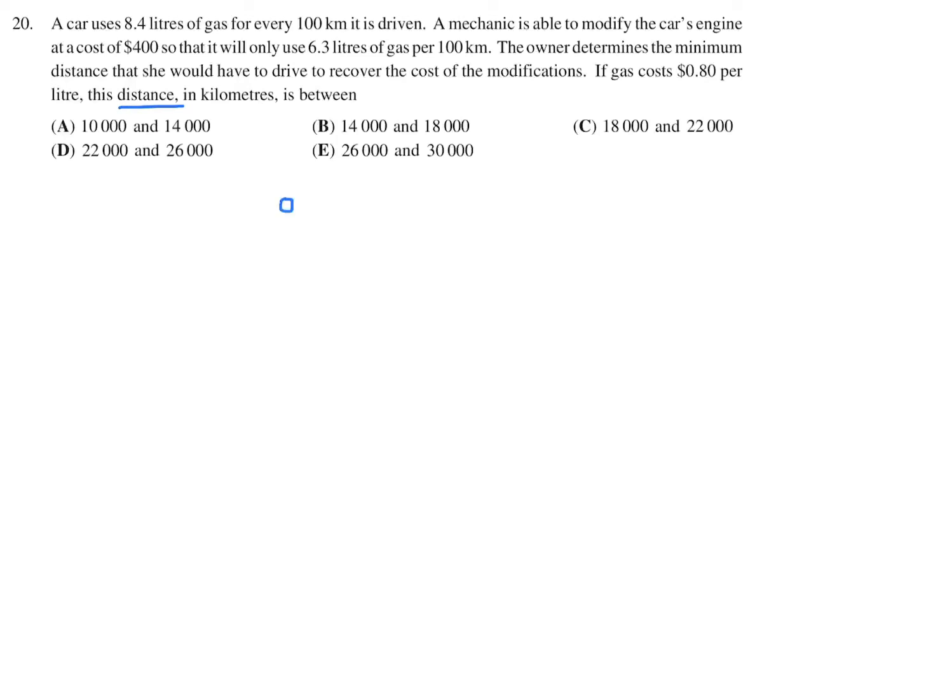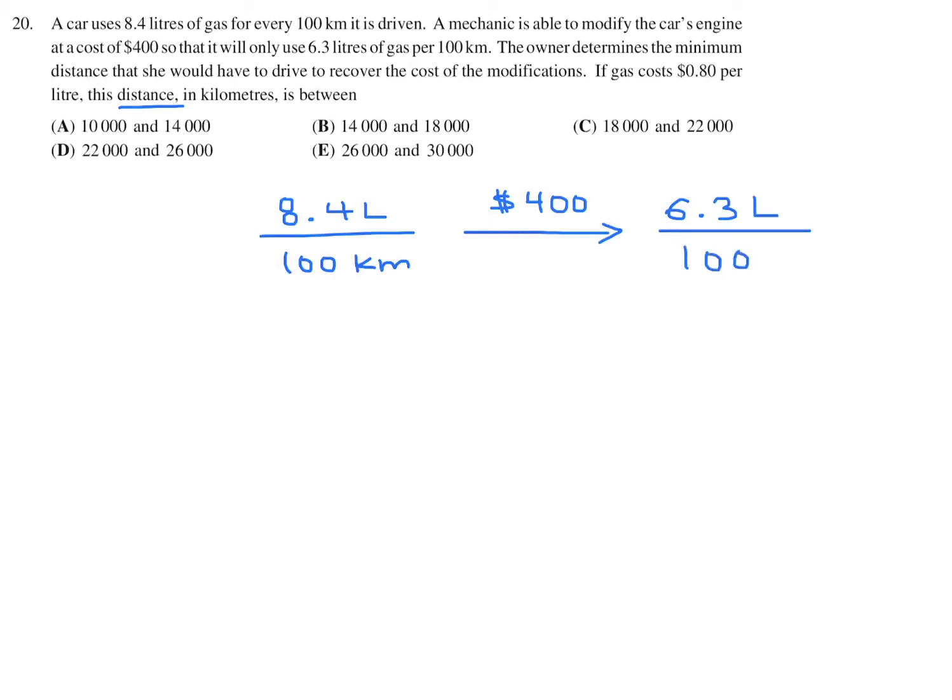So the very first thing is that this car was 8.4 liters for every 100 kilometers. So you had to use 8.4 liters of gas for every 100 kilometers that you drove. And then this car was modified at a cost of $400 to make it, I guess, more fuel efficient. Is that the term? I don't even know. So now it only has to use 6.3 liters of gas for every 100 kilometers. Okay, great, right? But you spend $400 to do that. So what they want to figure out is how long do you have to keep driving to recover those costs?